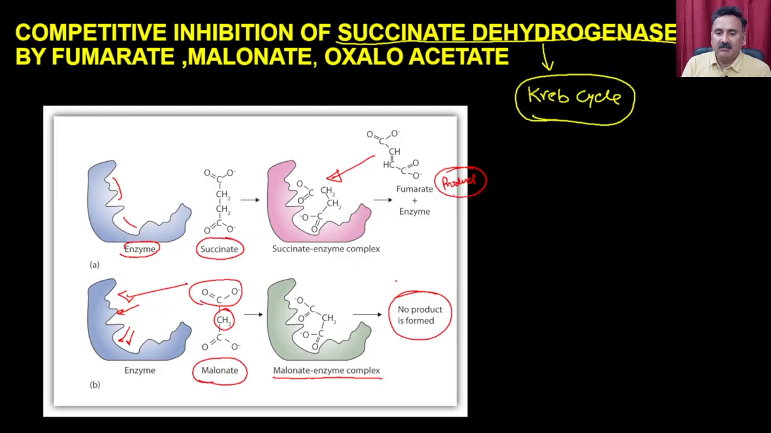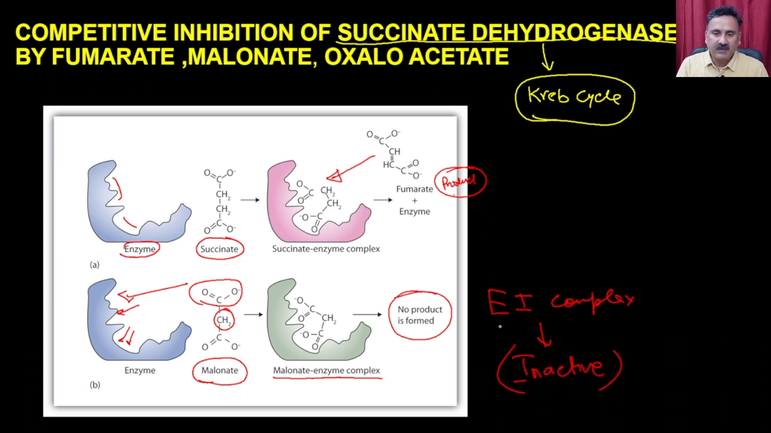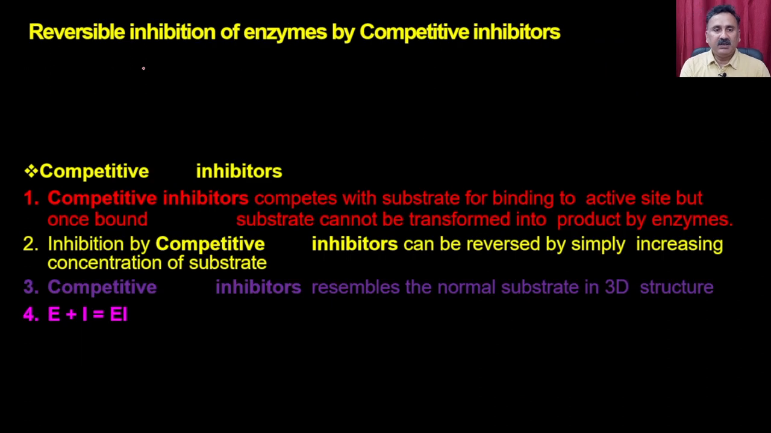So as a result, ultimately all the enzyme is going to be converted into the enzyme inhibitor complex, and this enzyme inhibitor complex is going to be inactive. And that's how the enzyme is going to be inactive. Remember that all these interactions are mediated by reversible forces, such as Van der Waals forces, electrostatic interactions, salt bridges and all that. And that's why this kind of inhibition is called reversible inhibition. So, reversible inhibition of the enzyme by the competitive inhibitors.